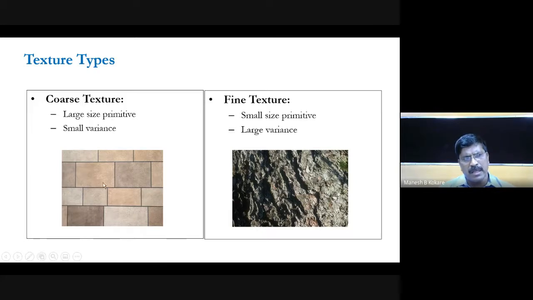Another thing is that here the variance is small. So in coarse texture, the technical property is that variance is small, whereas in fine texture you'll find that small size primitives are repeated all over the entire image, and because of these small size primitives, the variance is larger. So this is the difference between coarse texture and fine texture. First, in coarse texture, the texel size, also called the primitive, is large, and in fine texture the texel or primitive size is small. Second, because of the large size primitive, variance is small, whereas because of the small size primitive or texel, variance is large.